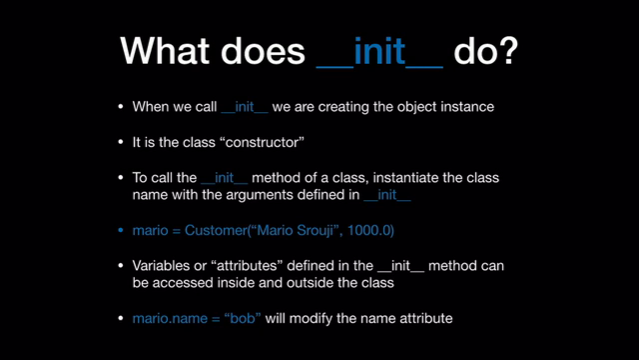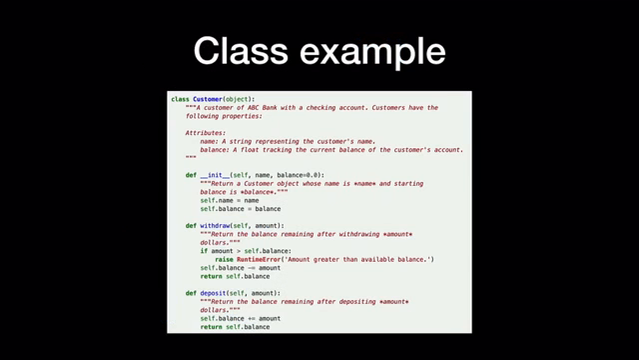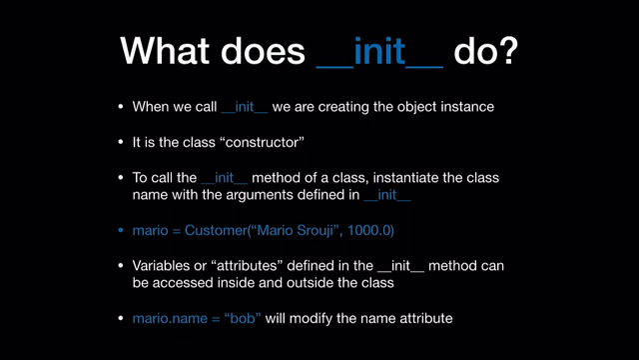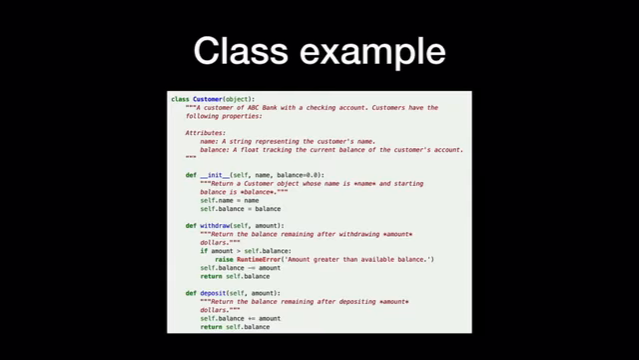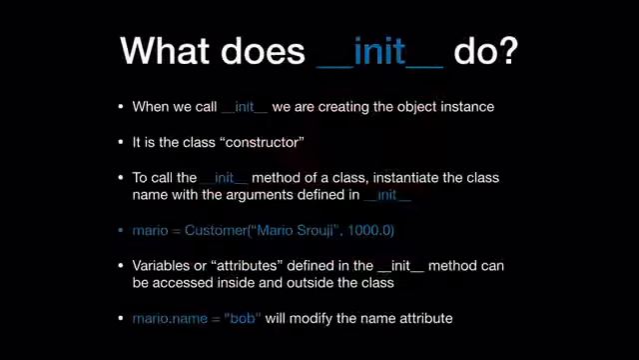Now, the way we call the init method of a class is by instantiating the class name with all of the arguments defined in init. So here we have two arguments in init, name, which is a string, and balance, which is a float. How we actually invoke the init method of a class is by using the class name. For example, here we're saying Mario equals Customer of Mario Sruji, comma 1000. We have just invoked the init method of the class. We've just constructed the class. We've created an object, which is the instantiation.